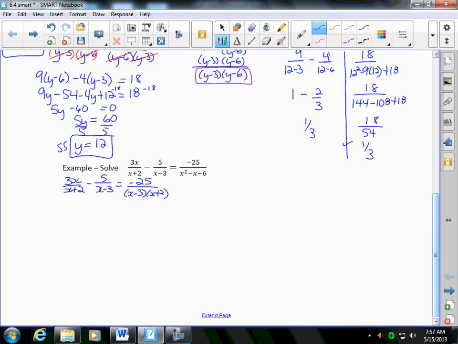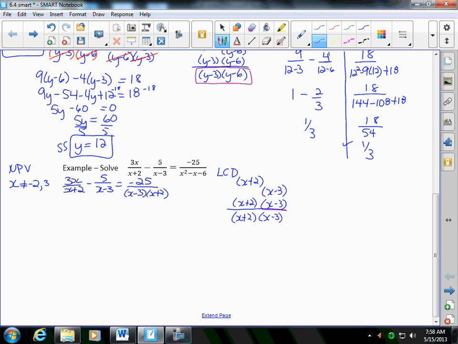So now I can do my restrictions. I have x plus 2, so x is not equal to negative 2, x minus 3, so that's a positive 3, and it's a repeat there, so that's all I have for now. So now my lowest common denominator. My first denominator was an x plus 2, my second was an x minus 3, and the third was x minus 3 times x plus 2. So I've lined all those up, so my lowest common denominator will be x plus 2 times x minus 3.